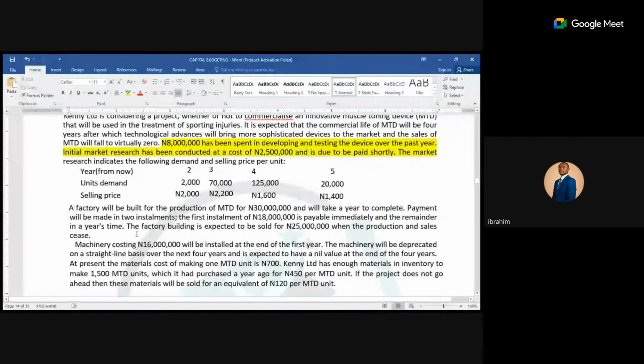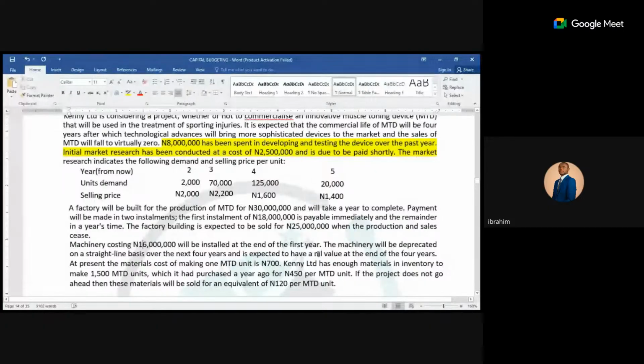right? Now, the factory building is expected to be sold for 25 million when the production and sales cease. At the end of the period, there will be a sales proceed on the factory building that they built, right? Now, then we have machinery. After they've built, they have the factory building. Now they have machine that they will use to produce, and the machine costing 16 million will be installed at the end of the first year.